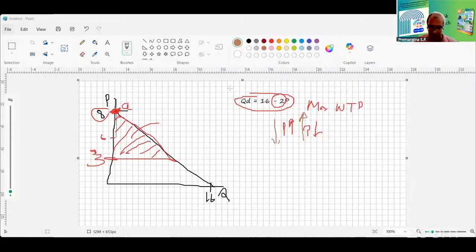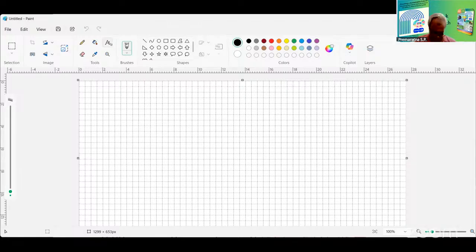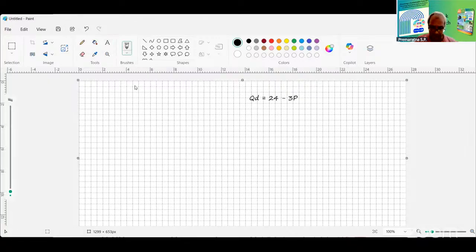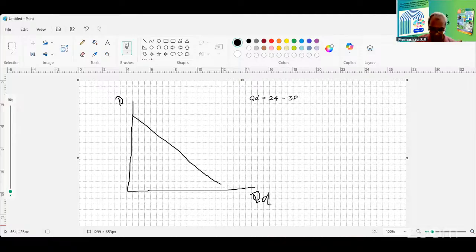Let's say what we got is the demand QD equals 24 minus 3P. So this is the market demand function. From the individuals, we got the market demand. Now here, if I draw the demand curve, QD, in the exam you have to clearly mark those axes, and you get the demand. The slope you can see here is minus 3.